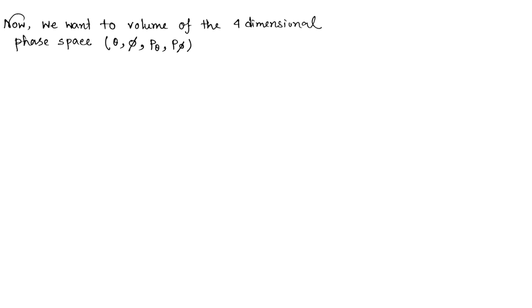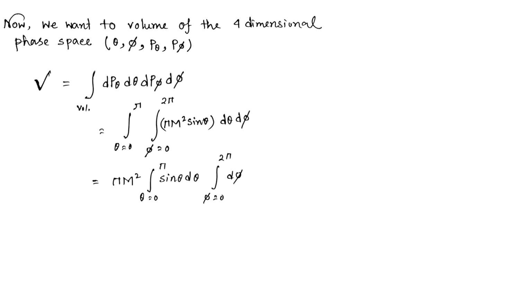So the volume of the phase space will be, so their associated four coordinates will be theta, phi, and their momentums p theta and p phi. So v will be basically the integration of dp theta, d theta, dp phi, and d phi, and their limits we already know. So we have used the limits and we have solved this value. So we get this value 4 pi square m square. So this is basically the volume of the phase space.